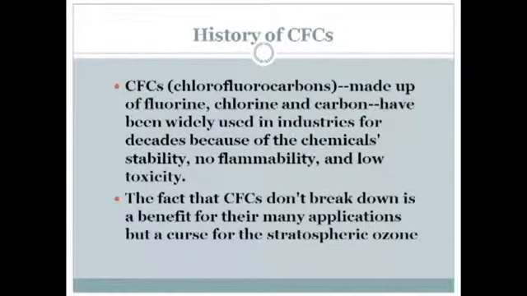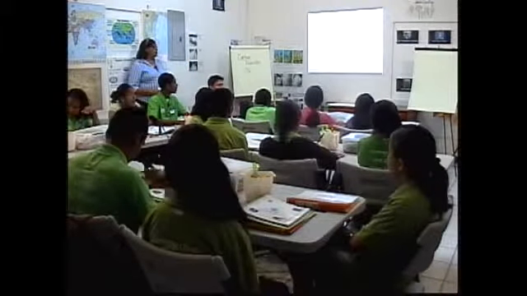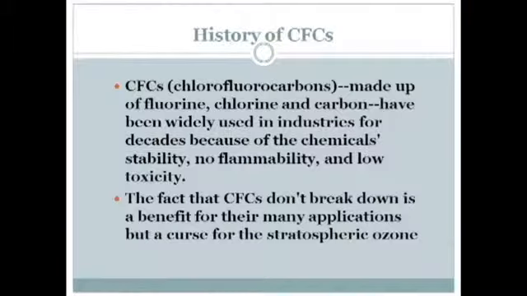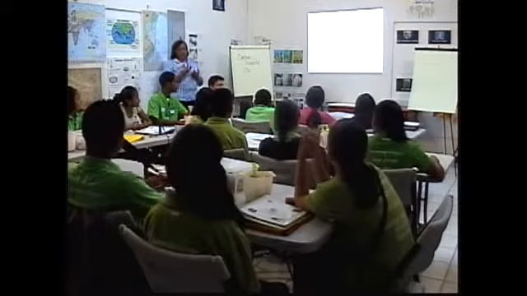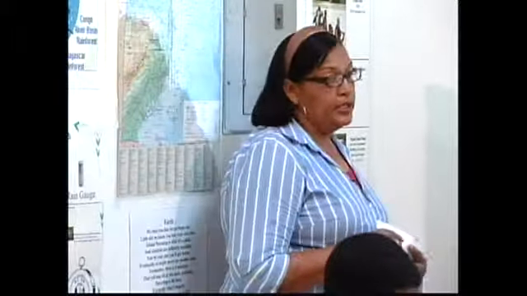These CFCs are made up of fluorine and chlorine and carbon. And they have been widely used by people around the world. They have been used for decades. Now, these CFCs don't break down. It doesn't harm us because they don't break down. They're not flammable or reactive to us. They will not harm us when we breathe and we're using them. But at the same time, it is said that they are a curse to the stratospheric ozone. They have now become a curse to the ozone layer.